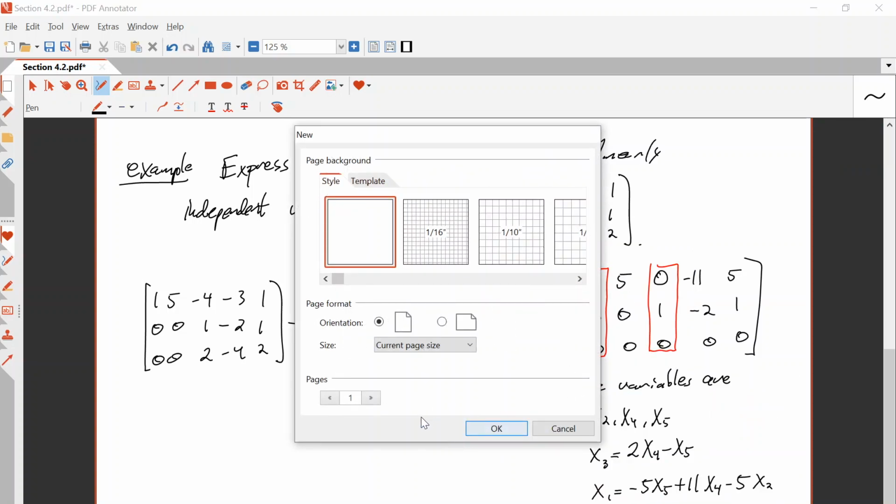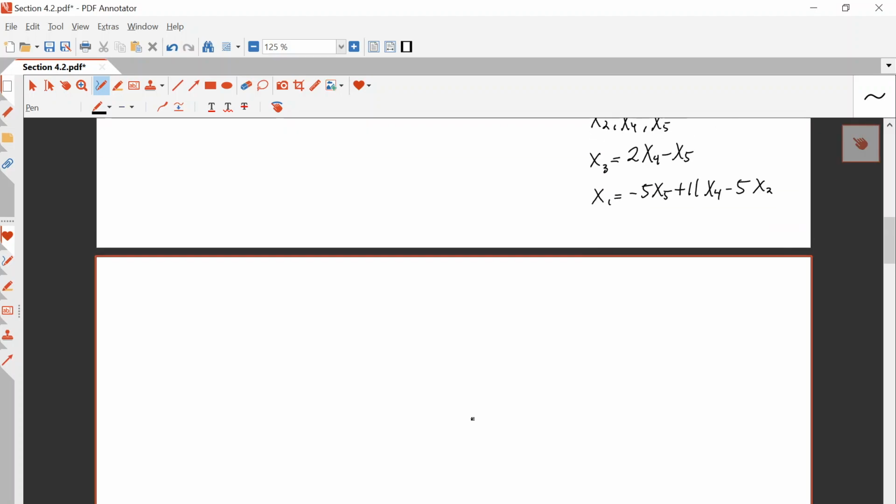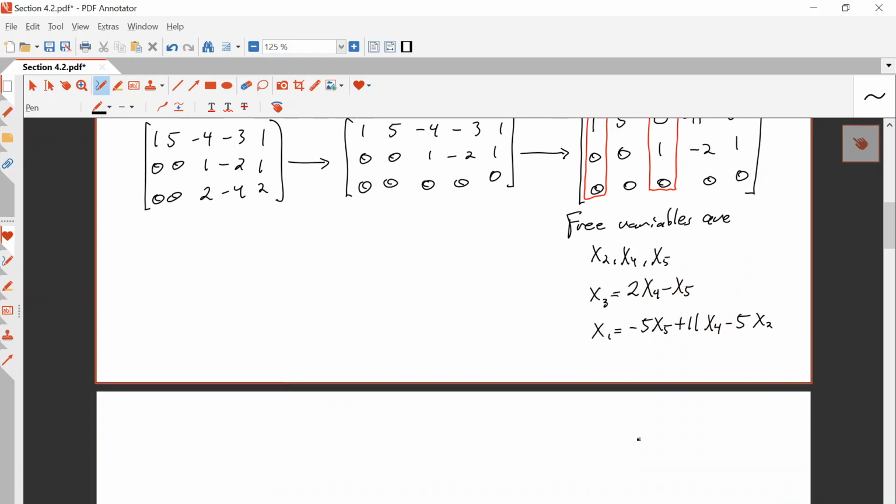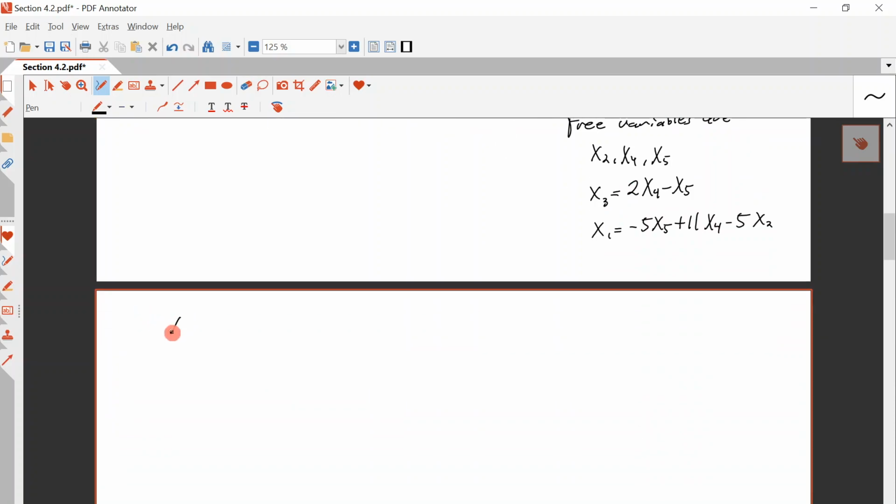What we want is to express the null space of A as a span of linearly independent vectors. This is not described as vectors yet. These are the solutions: these guys are free, and then x1 looks like this in terms of the free variables, x3 looks like that. But we want to write it as a span. So we do it like that.